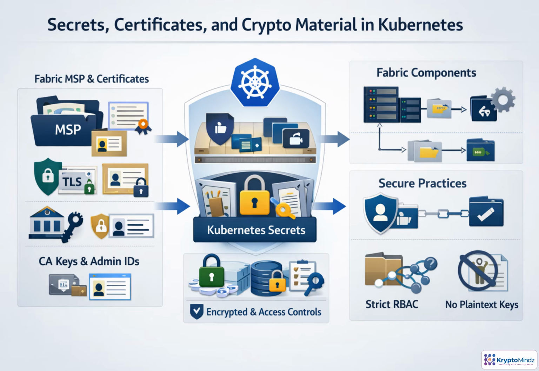Fabric components depend on identity material, MSP folders, TLS certificates, CA credentials, and admin keys. In Kubernetes, these are often packaged as secrets and mounted into peer, orderer, or CA pods at the exact paths Fabric expects, such as MSP and TLS directories. But secrets are not a vault by themselves. Encrypt them at rest, restrict access with RBAC, audit usage, and never commit private keys or enrollment secrets to manifests or repositories.